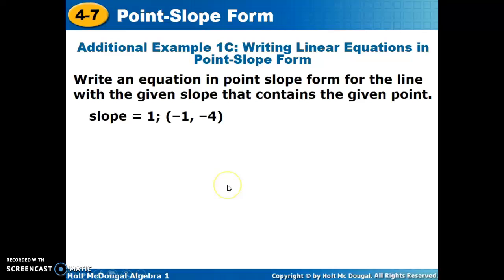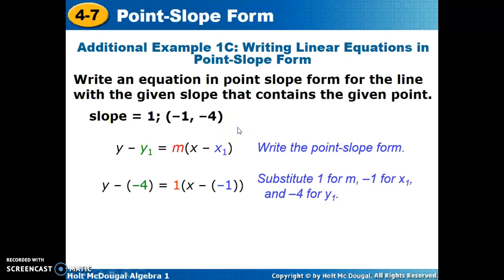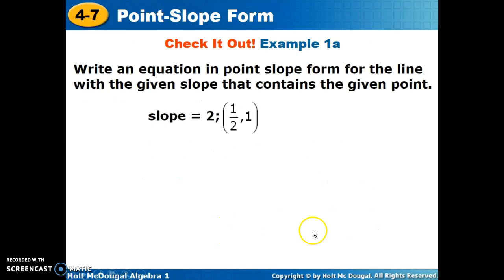One more time, 1C, writing linear equations in point slope form. We have a slope of 1 and a point of -1, -4. Now let's keep an eye on what happens with our equation there. The form says to subtract y1 and to subtract x1. And remember, subtracting a negative is the same thing as adding. So we see y plus 4 and x plus 1 with our slope of 1. Check it out. You guys try this on your own.